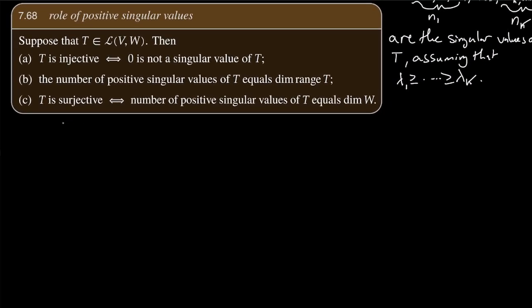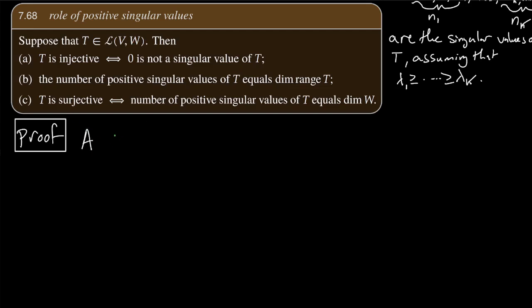So here's the role of positive singular values, and here's how it works. Okay, proof. So, a bunch of facts. We'll suppose that T is a linear map from V to W. We'll show that a bunch of nice things are characterized by the singular values, for example injectivity and surjectivity, as well as the dimension of the range. That surjectivity and the dimension of the range would be related is very easy to see. Injectivity is maybe less easy to see. So let's prove part A.